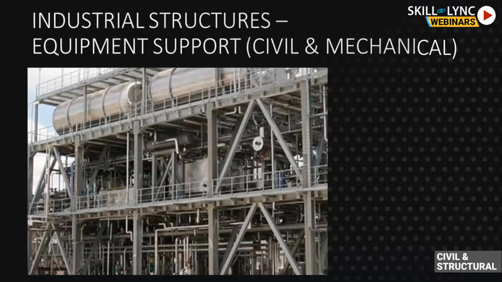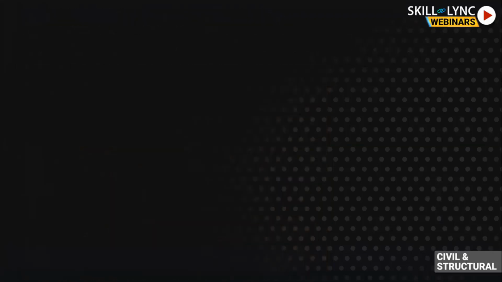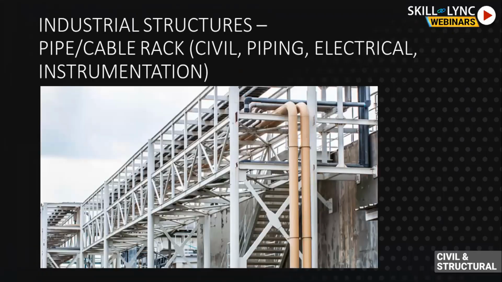In the next picture you will see a pipe rack. A pipe rack is a very common structure. If you take any of the plants, it will be a common structure. In a pipe rack, mainly there will be cables. There will be pipes moving through different tiers at different elevations. That is the main purpose of this rack.